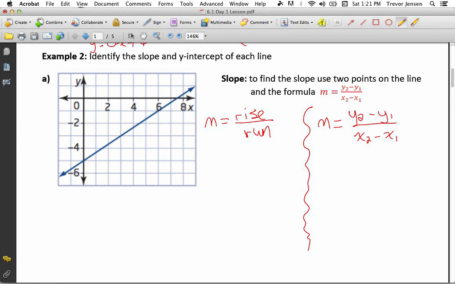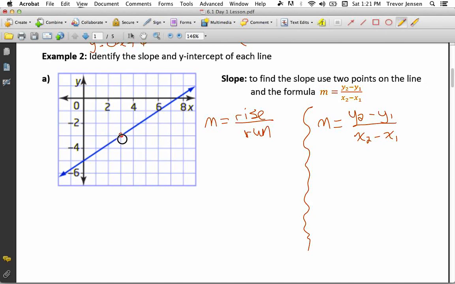So don't choose a point like this. This point right here, we can't tell exactly what the coordinates of that point are. The coordinates might be 2.3 and then negative 3.2. It looks something like maybe that, but we don't know exactly the coordinates of that point. So we're not going to choose that point. We want to choose a lattice point. And a lattice point is a point that intersects the grid exactly.